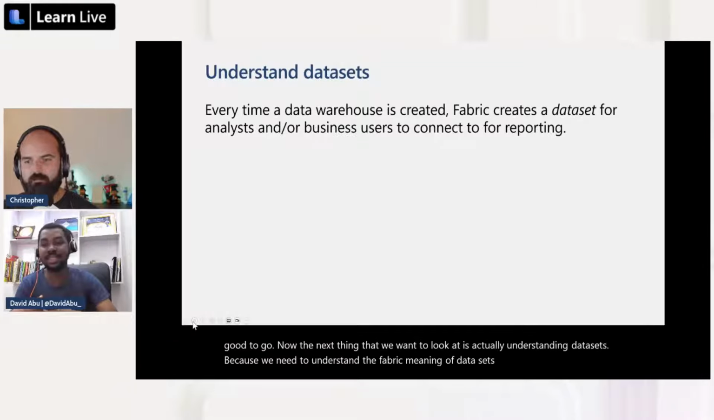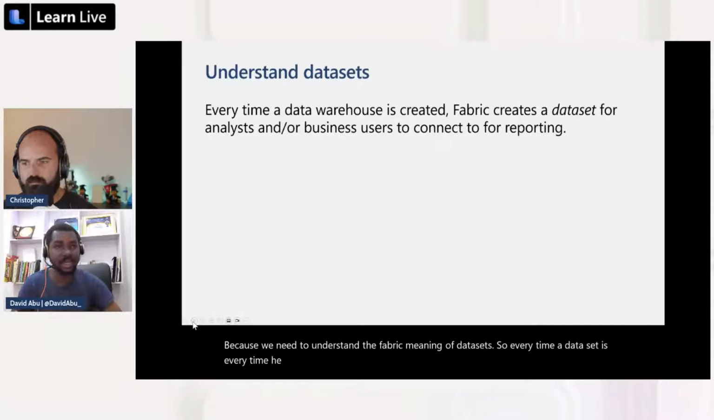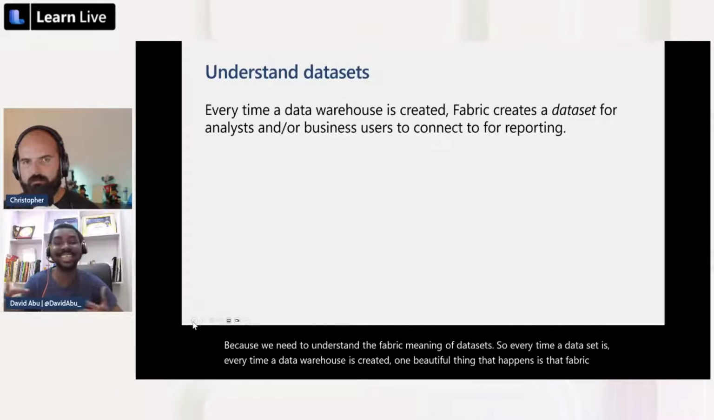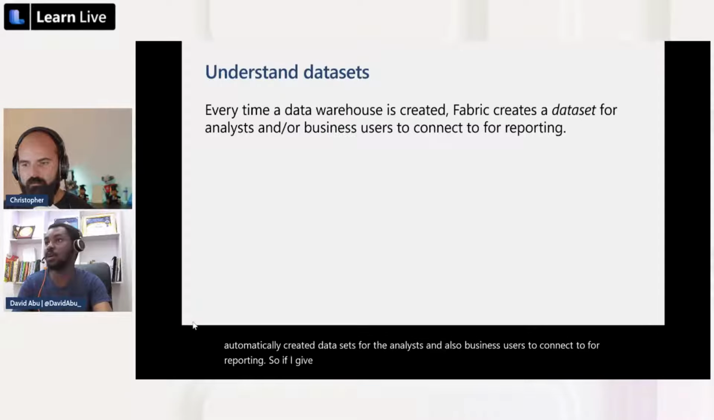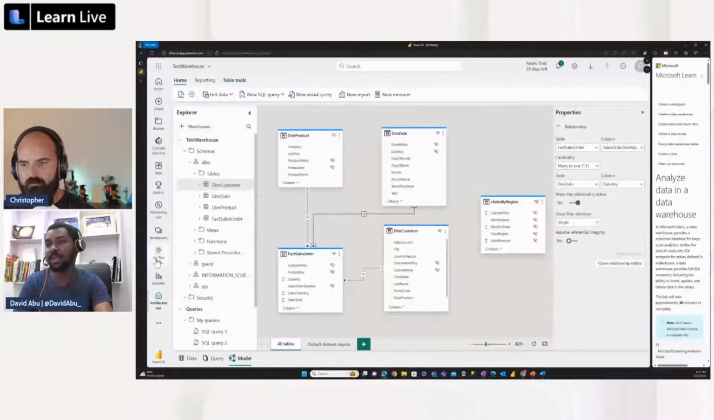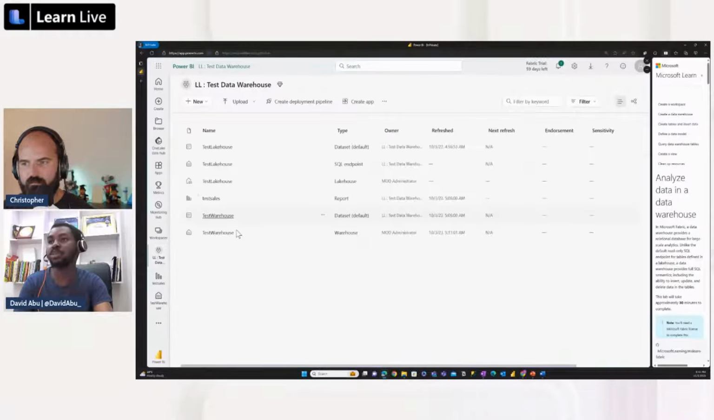So every time a data warehouse is created, one beautiful thing that happens is that Fabric automatically creates a data set for the analysts and also business users to connect to for reporting. So if I give you, for example, let's come back here and let me go to my workspace. So I'm going to click my workspace right now. So now this is our data warehouse, and this is the warehouse. This is the data set automatically, and you can see that it is already default.